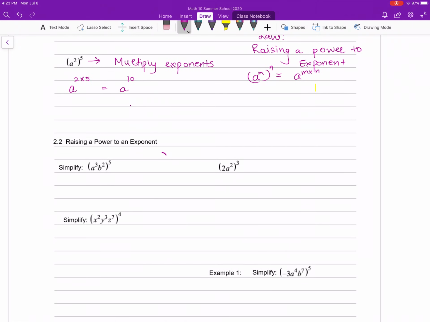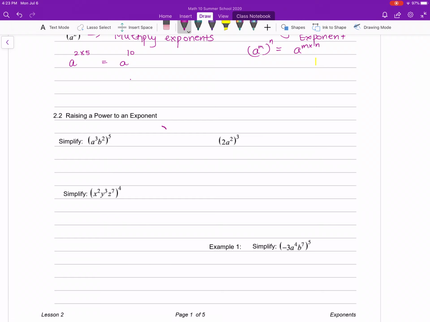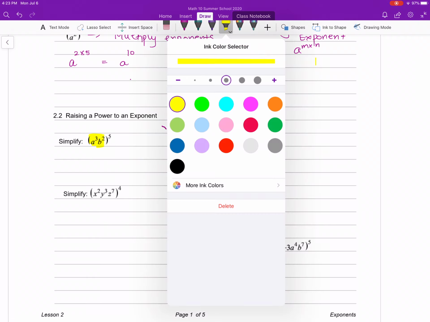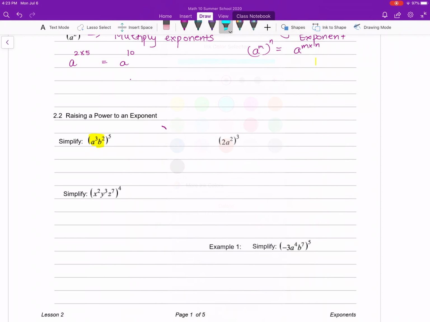Let's do some practice. Now again, I have the base and I have the exponent, which is 5. This 5 is with b squared and the 5 is with a cubed also. So I can write a to the 3 multiplied by 5, because we multiply the exponents, and b to the 2 multiplied by 5, which gives me a to the power 15 and b to the power 10.